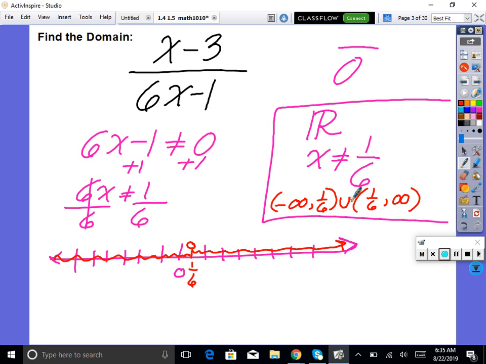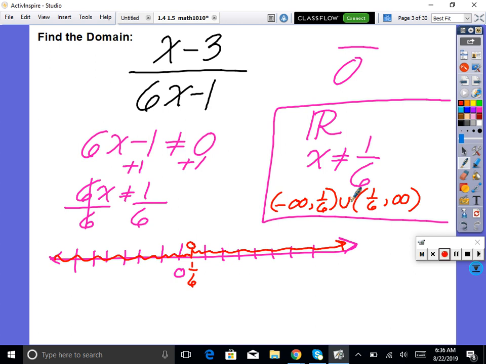Do you guys see how that works? It's coming in from negative infinity, it gets to 1/6, jumps over 1/6, and then heads to infinity. And then the parenthesis is saying not 1/6. Does that make sense how to write it in interval notation? Okay. Hopefully it does. We'll get more practice with that throughout the year.